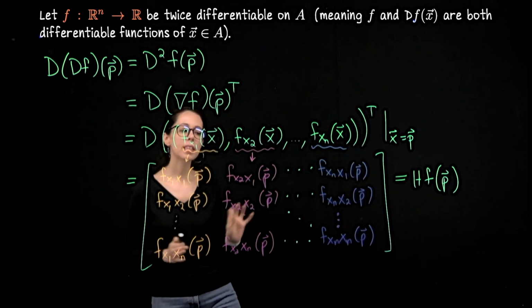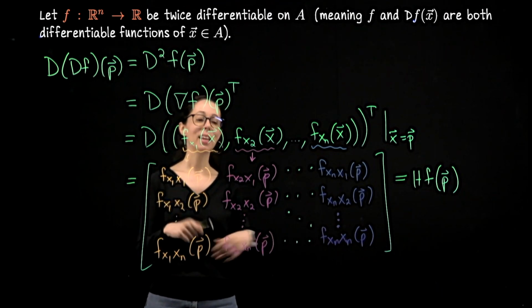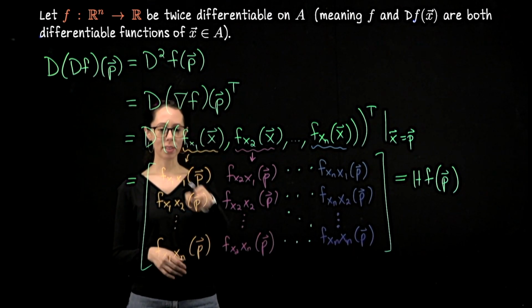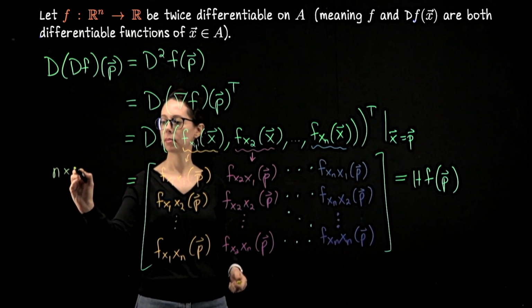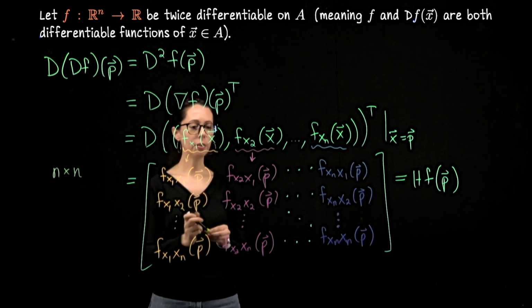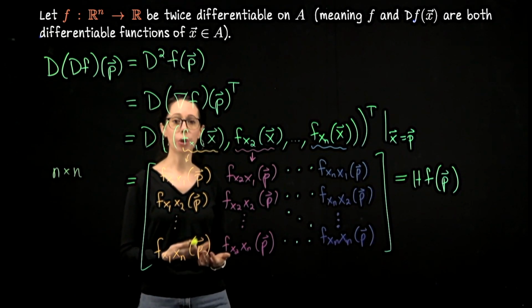I would say the first thing that you should note to yourself whenever you meet a new object like this is the dimensions. So this has n rows and n columns. It's an n by n matrix. Okay, that's one thing to note. What if F were C2?